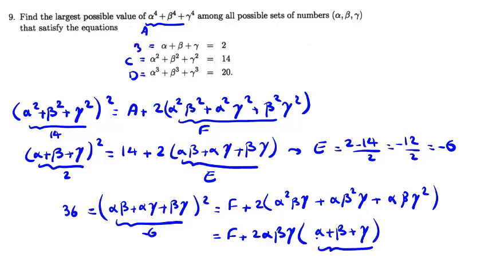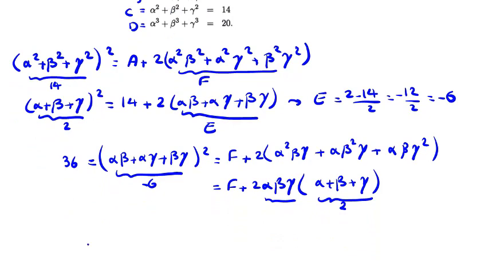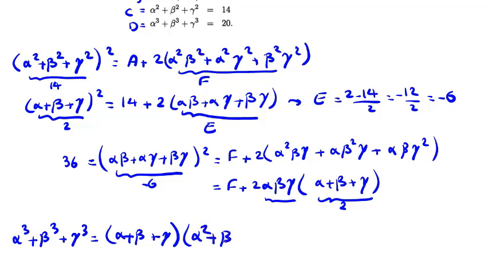So alpha plus beta plus gamma is what? Is 2. F, we want to find f. So if we find alpha beta gamma, then the problem will be solved. When we have a sum of cubes, one of the most important identities is that alpha cubed plus beta cubed plus gamma cubed equals alpha plus beta plus gamma times alpha squared plus beta squared plus gamma squared minus alpha beta minus alpha gamma minus beta gamma, and then plus 3 alpha beta gamma.